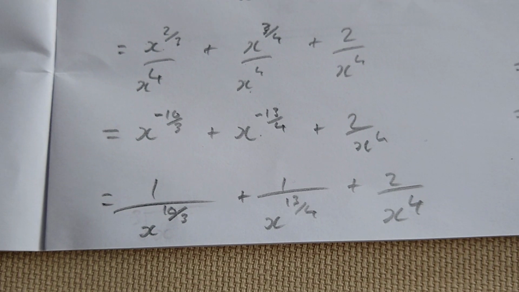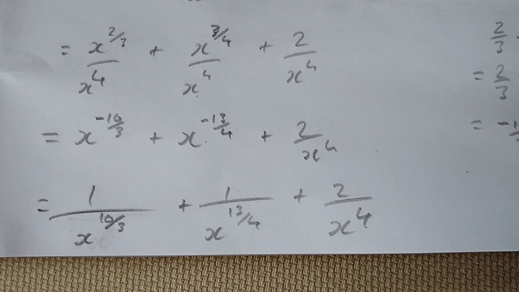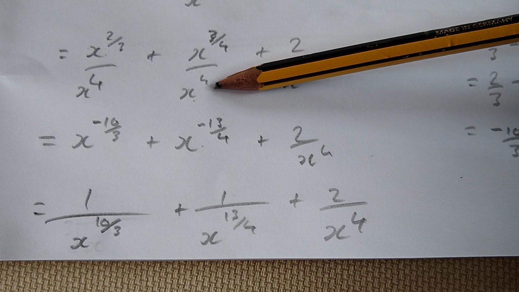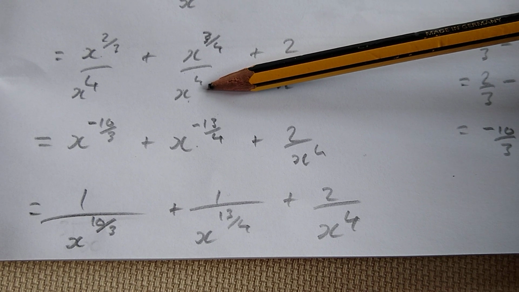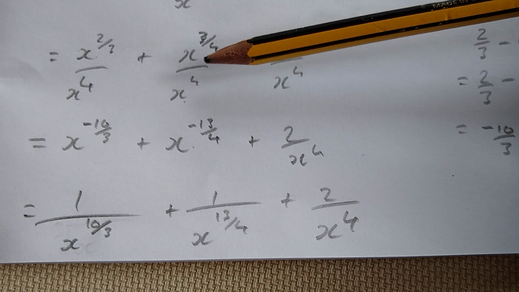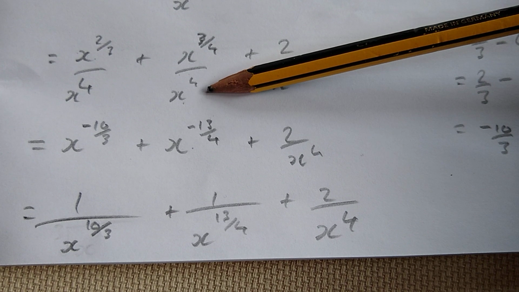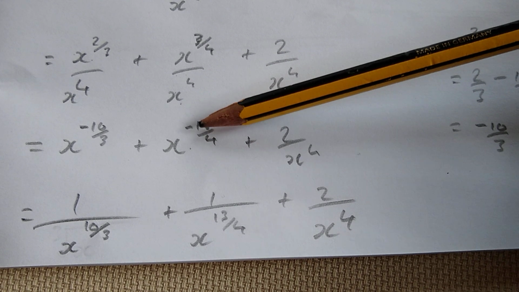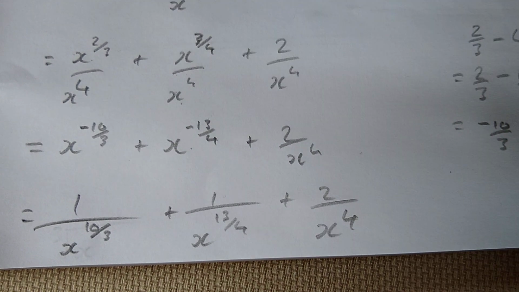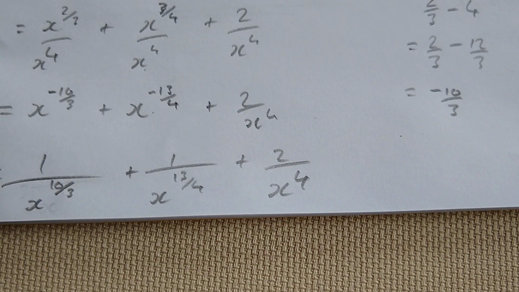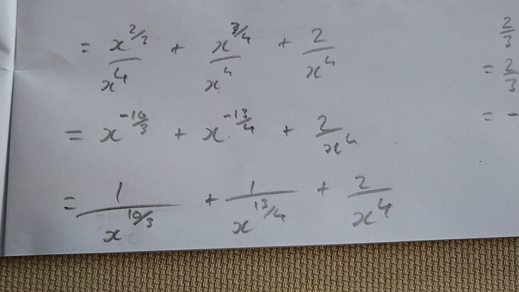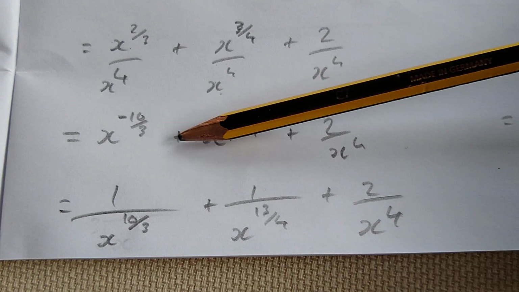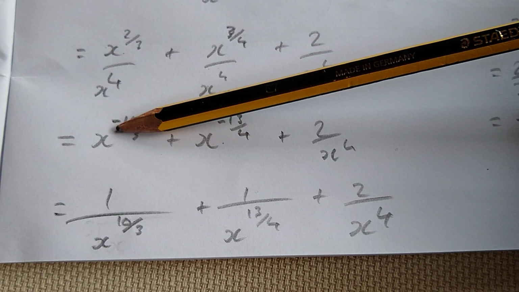So x to the negative 10/3. In the same way, here 3/4 minus 4 wholes. Again, 4/4 is a whole, 8/4 is 2 wholes, 12/4 is 3 wholes, so 16/4 will be 4 wholes. So it'll be 3/4 minus 16/4, which will give me x to the negative 13/4. And then 2 over x to the 4, we're just going to leave like that. Then what have I done at the end? Remember, negative power, we can move down.